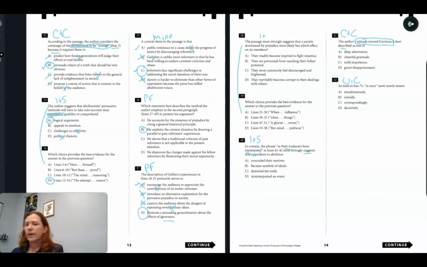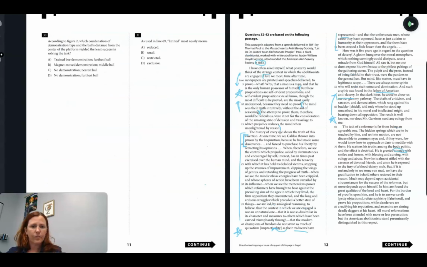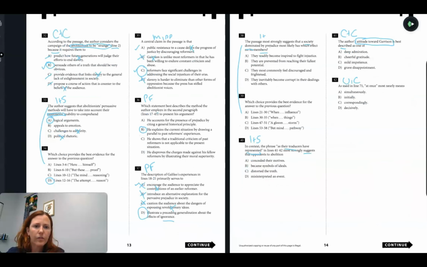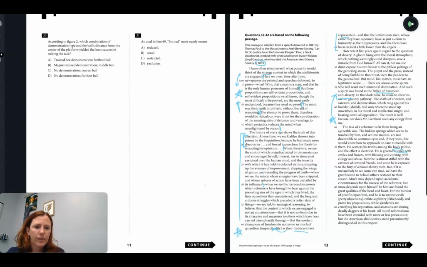All right, number 38. This is an inference with a follow-up. The passage strongly suggests that a society dominated by prejudice has which effect on its members. So we need to see this society being dominated by prejudice and then what happens to its members. All right, 21 through 30 and then 30 through 35. So 21 through 30. And then 30 through 35 started with when. And then we'll pick up after that.